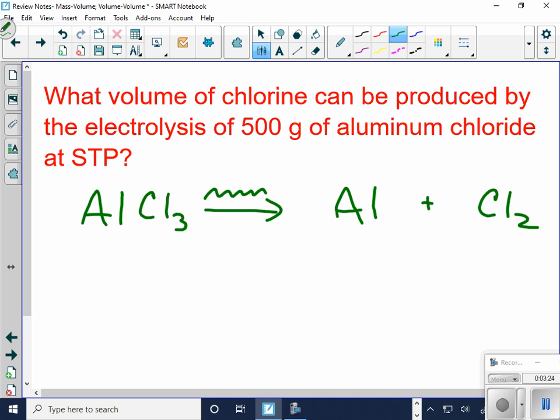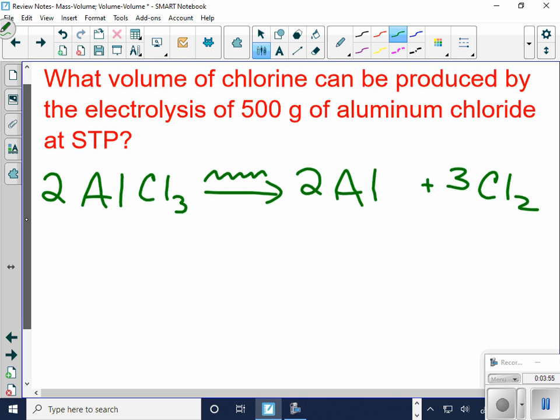I need to go back through and balance. So not only did I predict the reaction, now I got to balance it. I can see even odd problems with my chlorine. So I got to get both of those at even. So I take them both to 6. And by doing that, I need to have 2 aluminums. So now I have a balanced chemical equation. So I have to do that before I can even get into the math part of my equation.